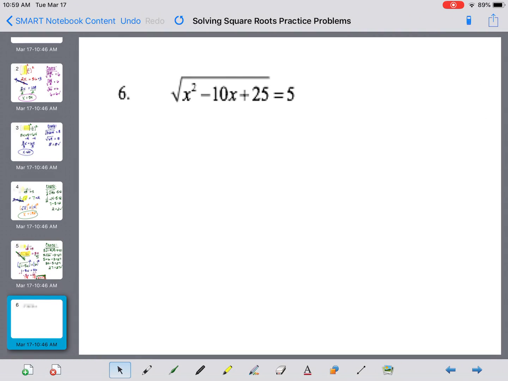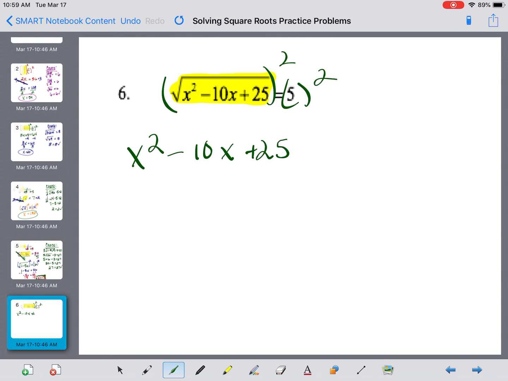If we take a look at number 6, our radical is nice and isolated. There's nothing on the outside of our radical, so we can go ahead and square both sides to get rid of it. By squaring, it cancels out that radical, and we're just left with what's underneath. And 5 squared is 25.